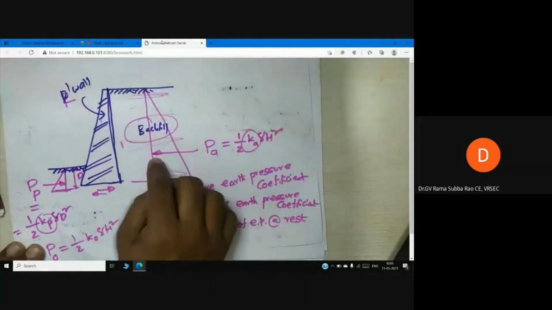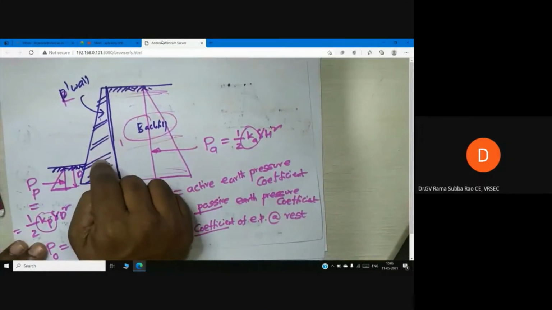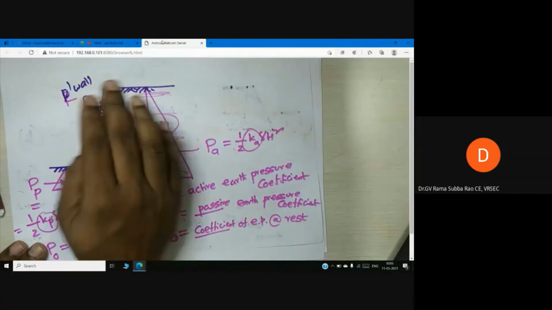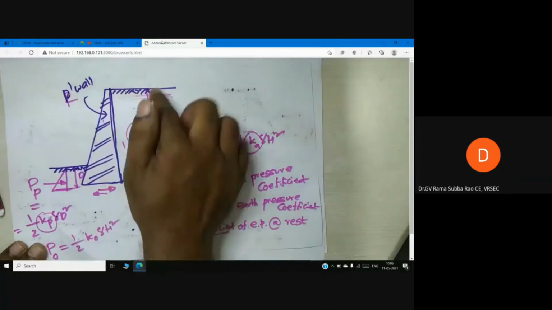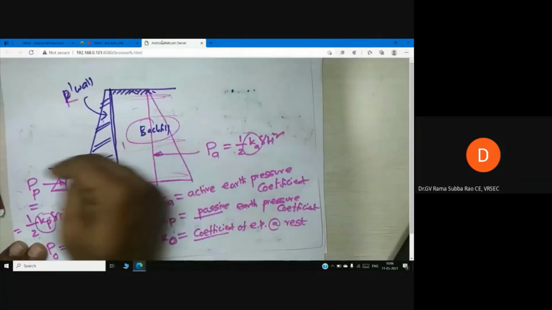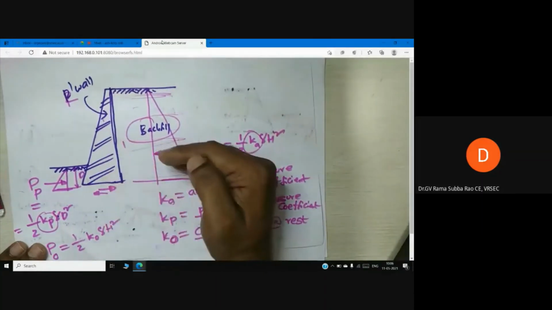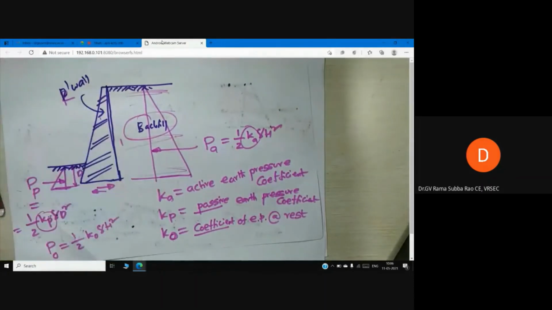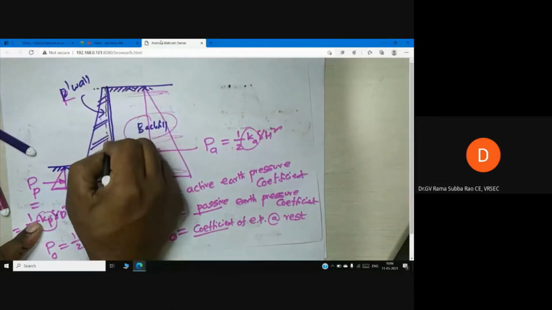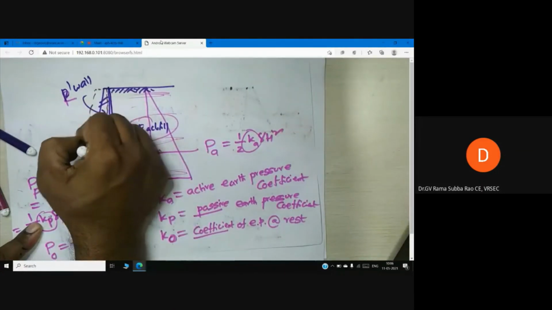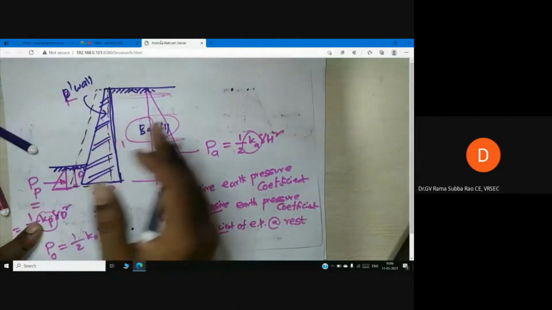If you see this retaining wall, what is the duty of the retaining wall? It has to retain this soil. This backfill is retained by the retaining wall, but the backfill is trying to exert force on the retaining wall in a horizontal direction. Once this force is acting, the wall is moving like this. I will show you with little graphics. It is translated now. This is the contribution of active force.